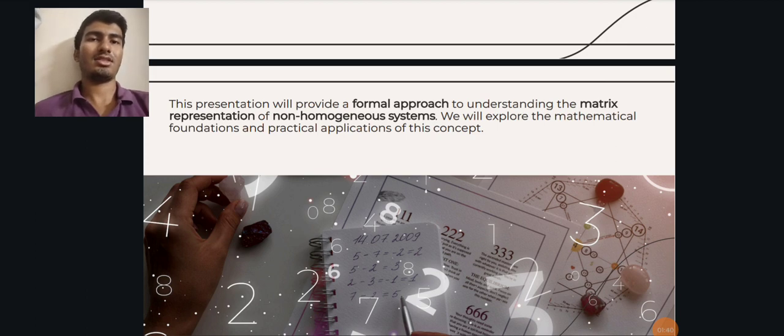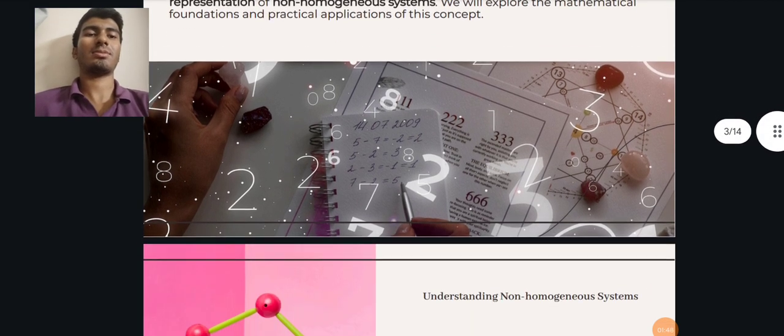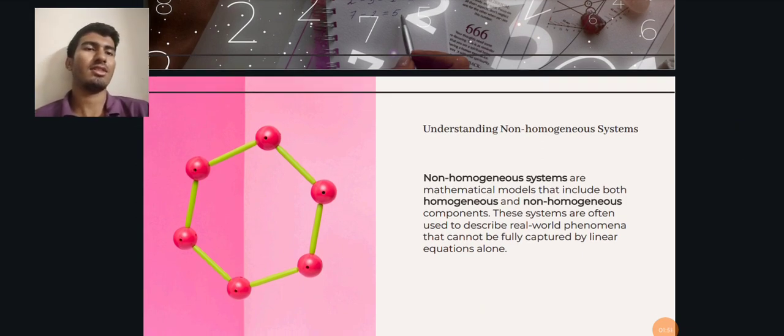Mathematical foundations means how it is developed and how it is done. Understanding non-homogeneous systems. Non-homogeneous systems are mathematical models that include both homogeneous and non-homogeneous components. Homogeneous means the same type of components. I think non-homogeneous means not the same components.